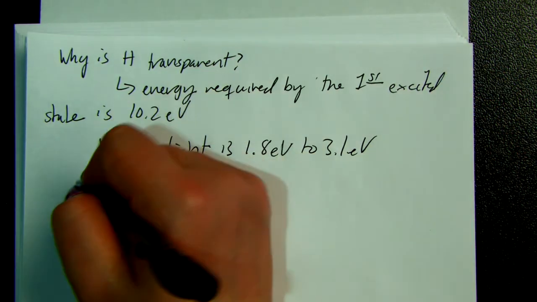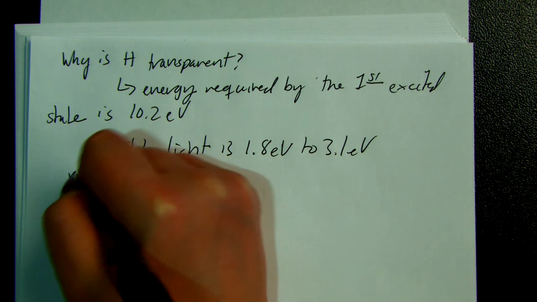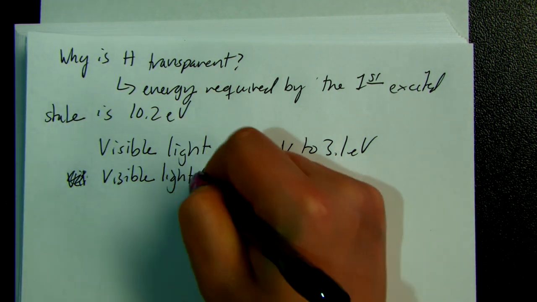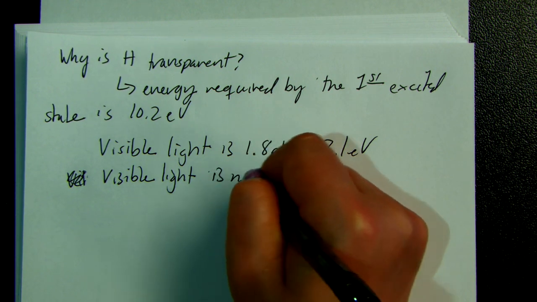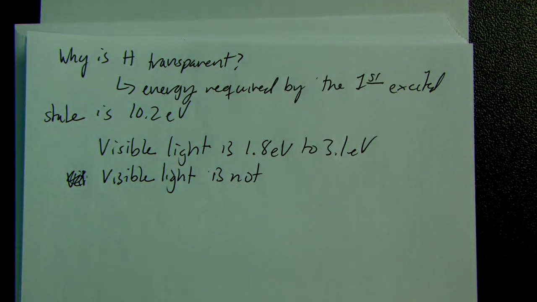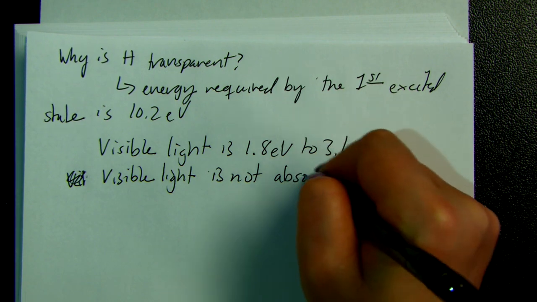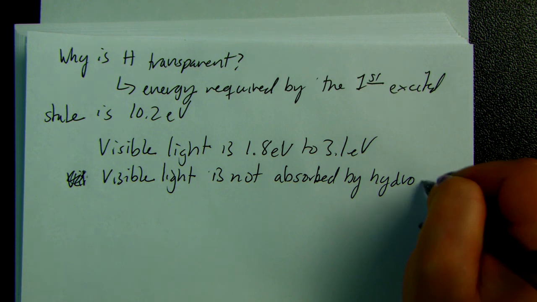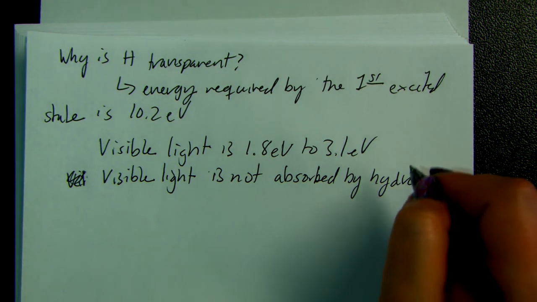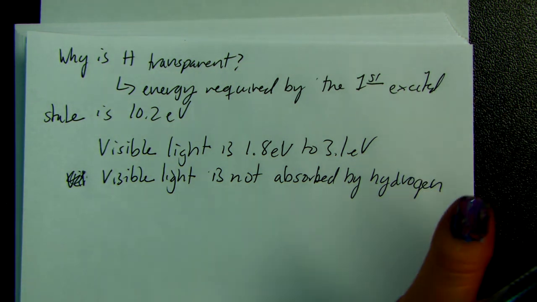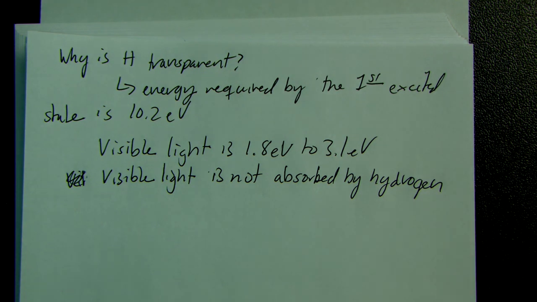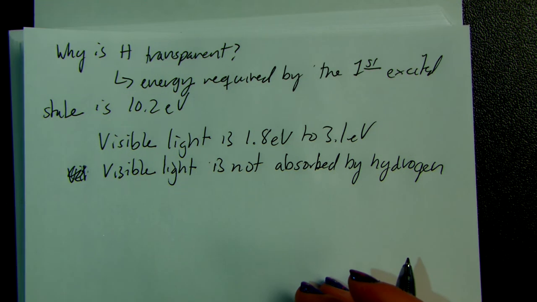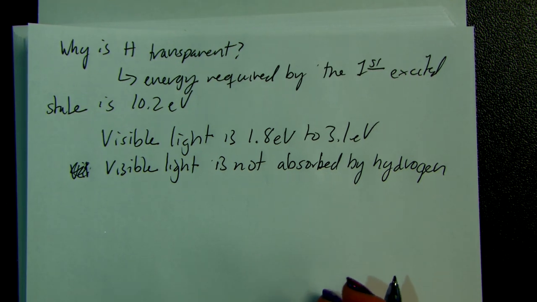That also means that visible light, not only can we not see it, but visible light is not absorbed by hydrogen. So you see, all you need to do to become invisible is you just need to think about which wavelengths of light you're absorbing or not absorbing. Invisible to the human eye, that is.